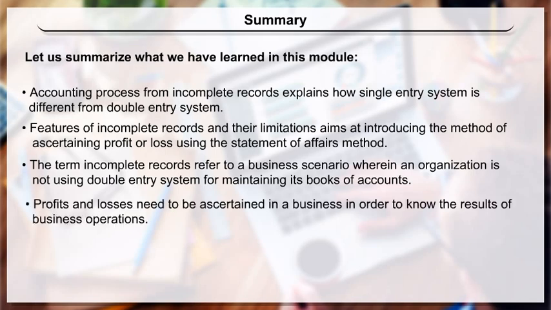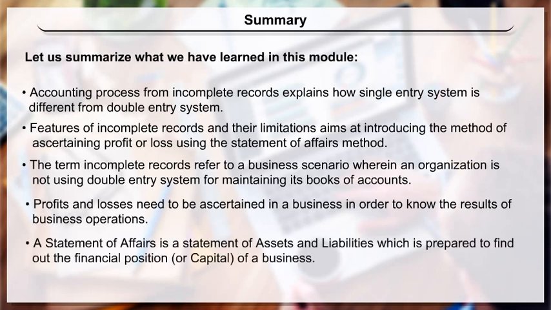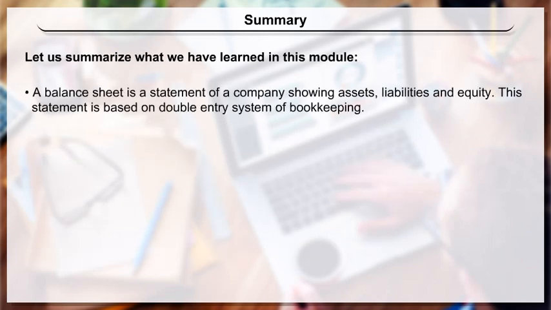Profits and losses need to be ascertained in a business in order to know the results of business operations. A statement of affairs is a statement of assets and liabilities which is prepared to find out the financial position or capital of a business. A balance sheet is a statement of a company showing assets, liabilities and equity. This statement is based on double entry system of bookkeeping.